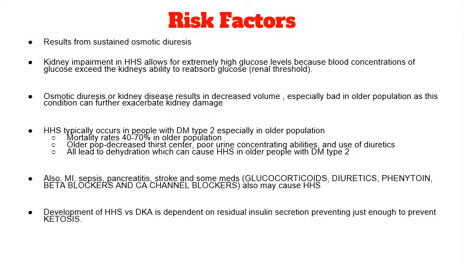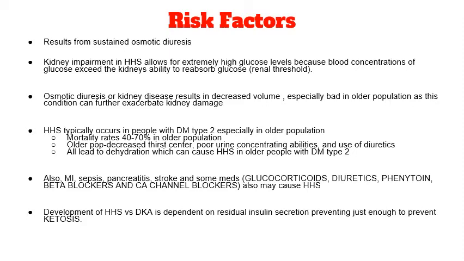Risk factors. Risk factors of HHS result from sustained osmotic diuresis. Kidney impairment in HHS allows for extremely high glucose levels because blood concentrations of glucose exceed the kidney's ability to reabsorb glucose. Osmotic diuresis or kidney disease result in decreased volume, especially in the older population. This condition can further exacerbate any kidney damage.